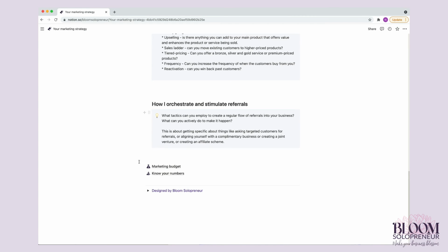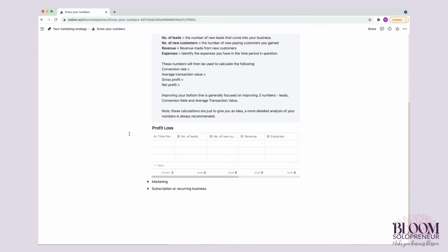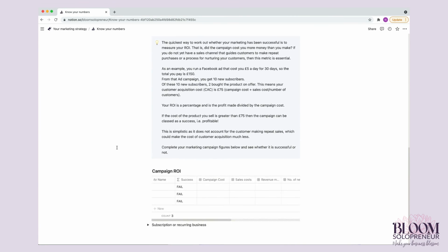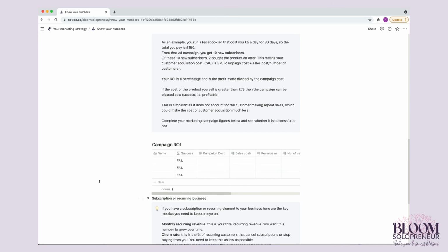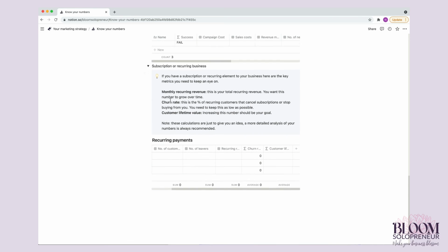And then from there, we also have worksheets for knowing your numbers. So working out profit and loss, your marketing costs, return on investment, and knowing your numbers for recurring payments. So if you've got subscriptions or recurring payments, you're trying to work out your lifetime value of a customer. So again, these databases feed in the numbers and it will work out your churn rate, customer lifetime value, etc.